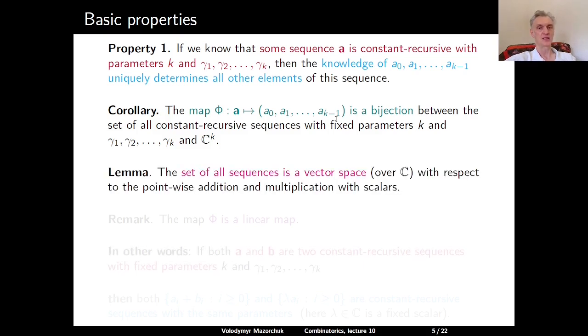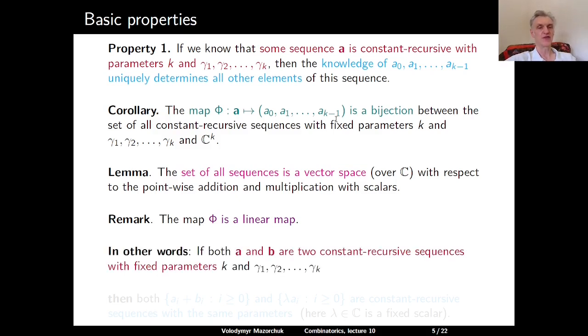Lemma: the set of all sequences is a vector space over the complex numbers with respect to the pointwise addition and multiplication with scalars. So this is the usual statement that if we take all maps into a vector space, the set of these maps has the structure of a vector space. Remark: the map phi is a linear map. So we will prove this, that phi is a linear map.